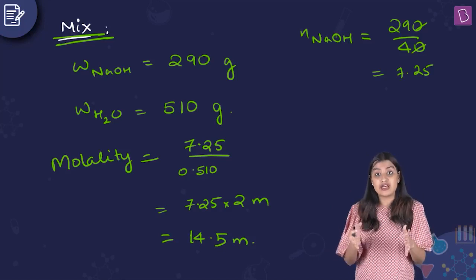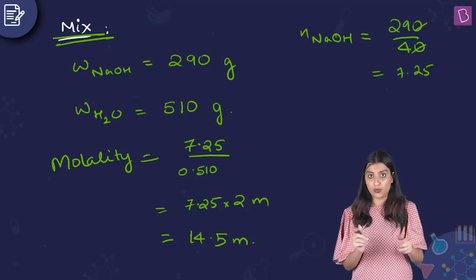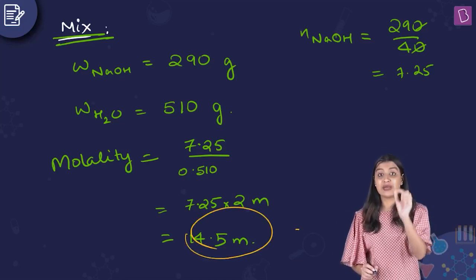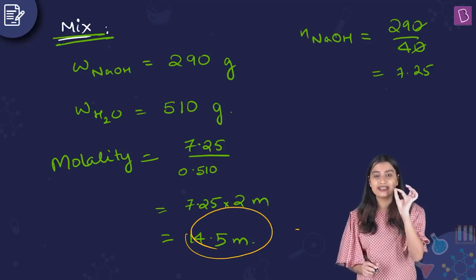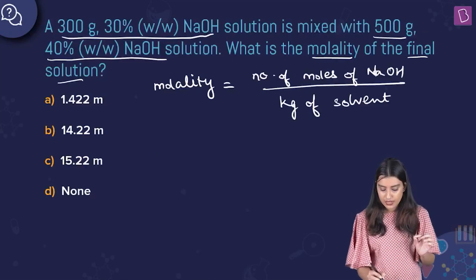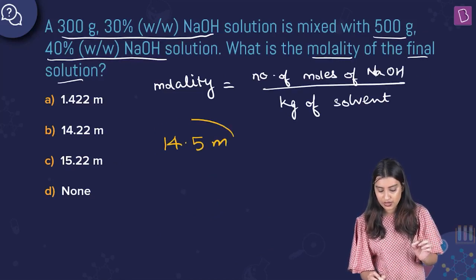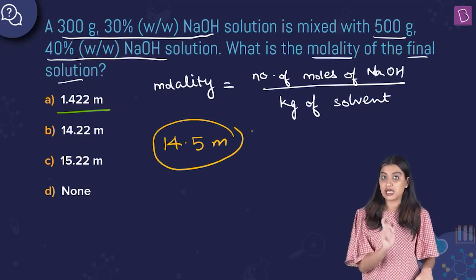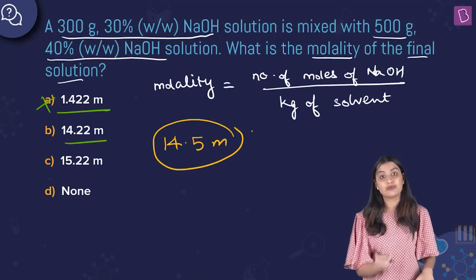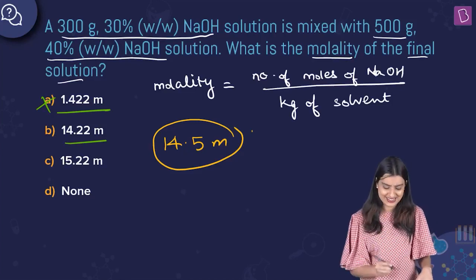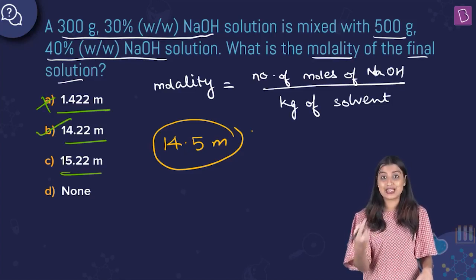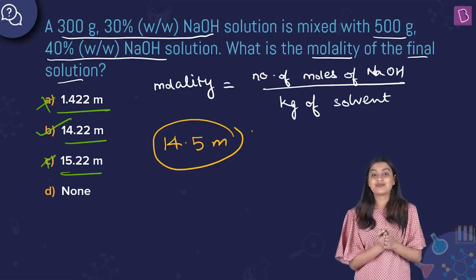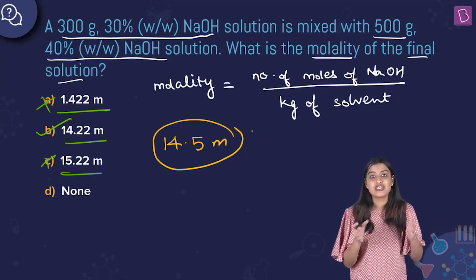We took 0.51 as 0.5. So keep your eyes and ears open for that approximation. Here we got 14.5. The value that I'm actually expecting to see in the options has to be slightly lesser. Very slightly, okay? So I got 14.5 molar. Your options are 1.422 molar, which is much lesser, so you can ignore it. 14.22, yes, this is what I was telling you, right? Slightly lesser, this is correct. 15.22 is greater, slightly greater, not required. Option D, none of these, we don't care. Okay, the right answer here is going to be 14.22 molar.